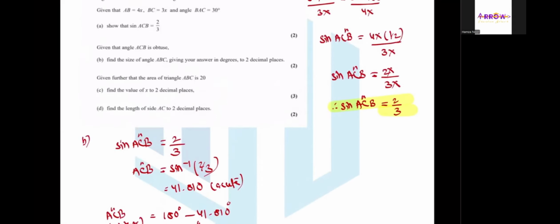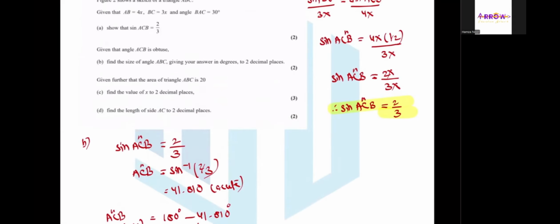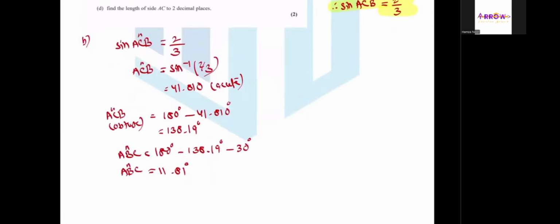Do we have any specific degree of accuracy? Yes, correct to 2 dp. So ABC is 11.81 degrees. All right. Then moving on to the next part.